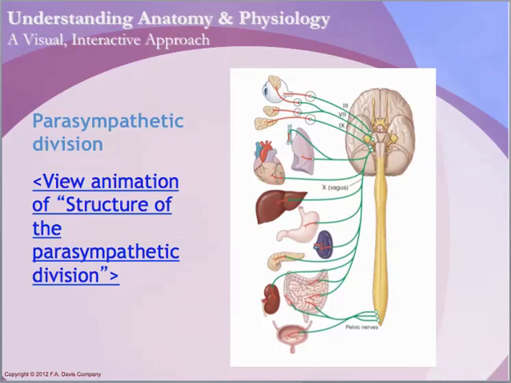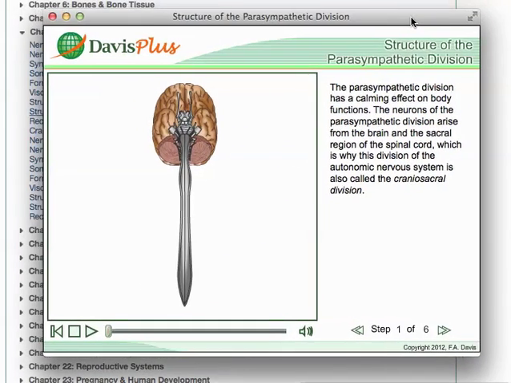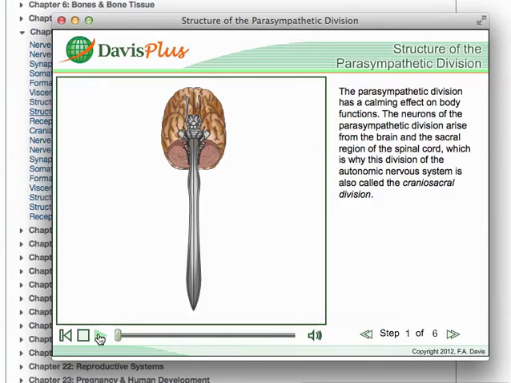All right, so let's watch the animation then on the parasympathetic division. Remember, this is our resting and digesting nervous system. The parasympathetic division has a calming effect on body functions. The neurons of the parasympathetic division arise from the brain and the sacral region of the spinal cord, which is why this division of the autonomic nervous system is also called the craniosacral division.